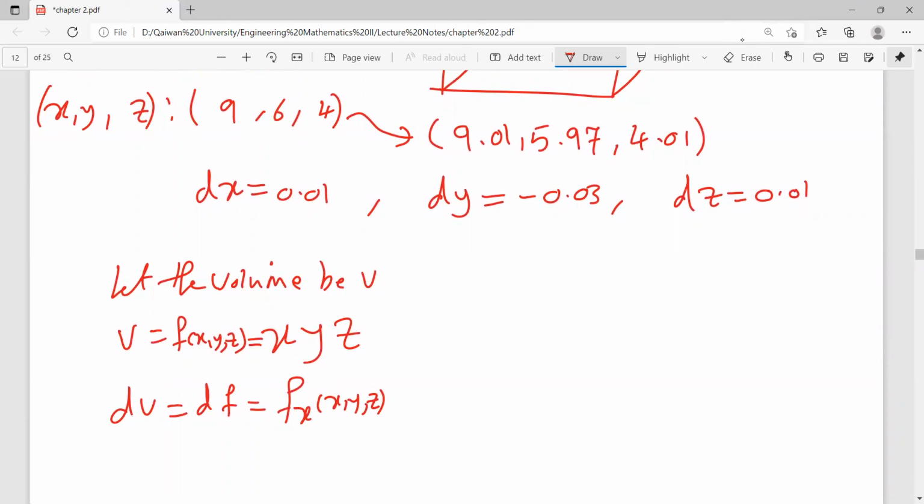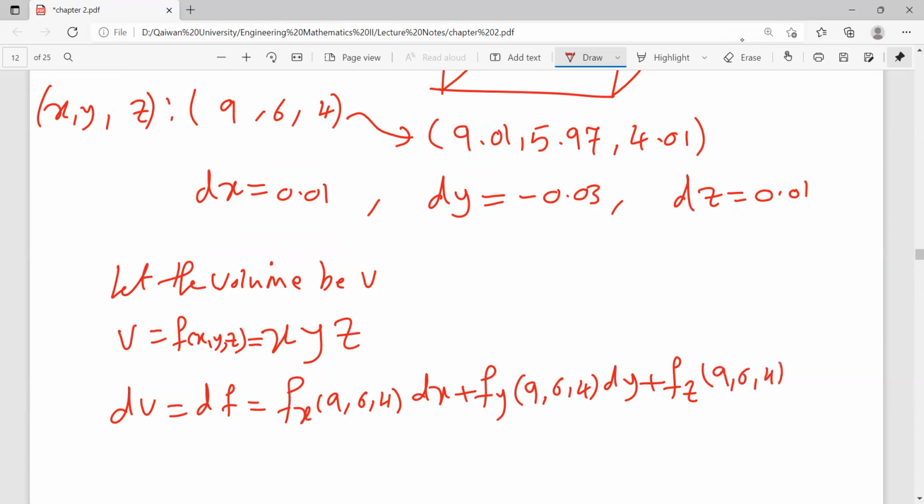That means here we are going to find f sub x at the point 9, 6, and 4 times dx, plus f sub y at the point 9, 6, and 4 times dy, plus f sub z at the point 9, 6, and 4 times dz. We have dx, dy, and dz, but we should find f sub x, f sub y, and f sub z at the point.